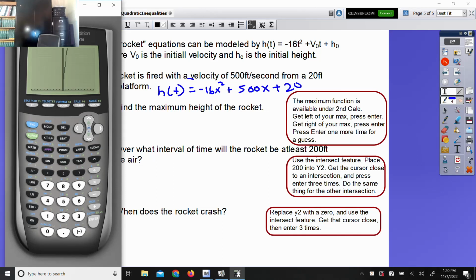Now, I would like to see where the rocket goes all the way up and where the rocket comes down. The thing is gonna go up and then it's gonna come down. How many foot in a mile? 5280. You should memorize this. 5280. Change your Y max to a mile high, 5280. Hit graph.